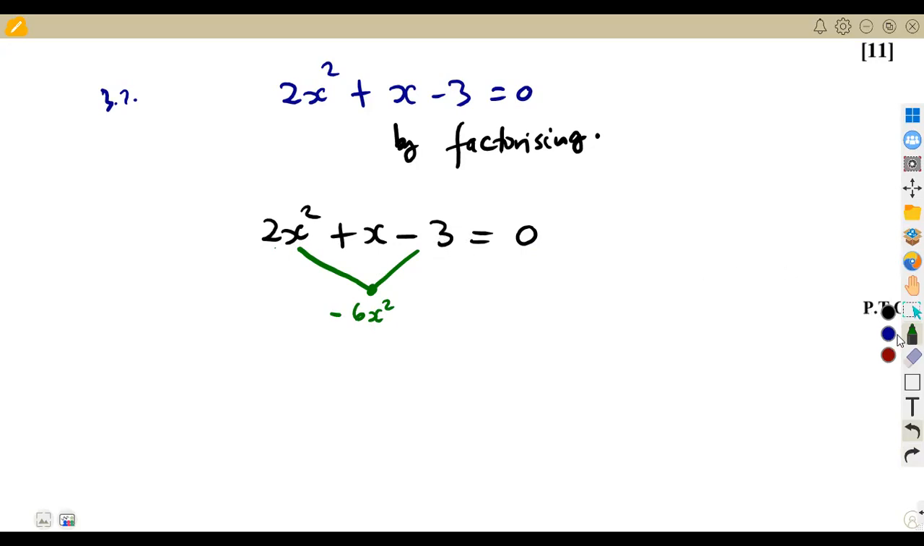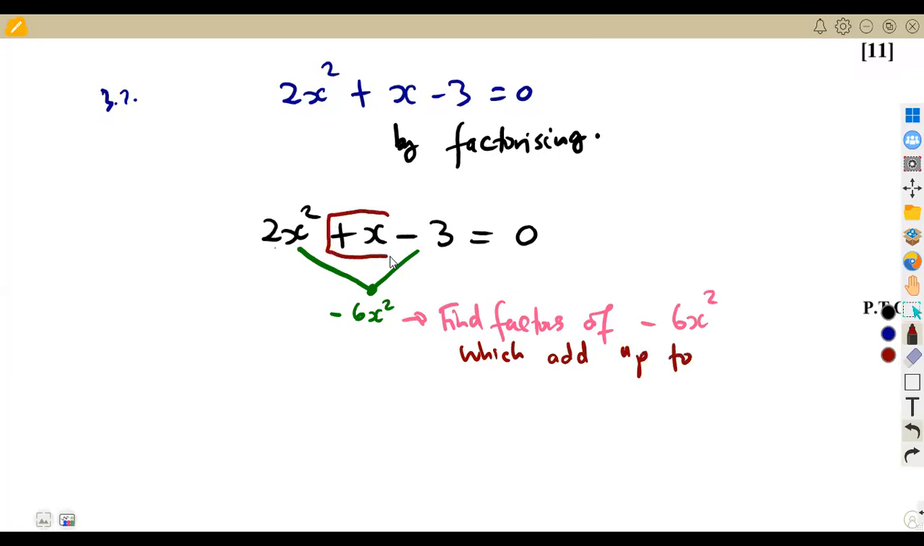Then what you are going to do is you must determine, or you must find the factors, all right? You must find, in this case, factors of what? Of negative 6x squared, which add up to the middle term, which is our middle term there, it's x. So which add up to positive x, all right?